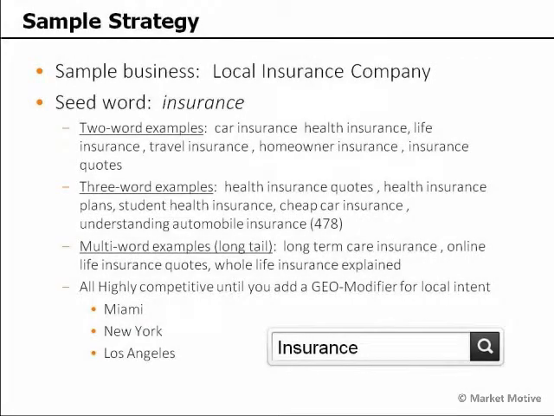So we've covered a lot of information around keyword strategy and keyword research. We're going to do a sample strategy in the next video and look at a local insurance company, their seed word being insurance, some of the 2-word phrases, and then some of the 3-word and longer tail phrases that we talked about. We'll consider the user intent of these phrases and see if there's any local intent so that we can modify our search phrase with a geo modifier, which is a city name or multiple city names appended to our keyword search. So we have something like Miami Health Insurance quotes. And this is the sample strategy that we're going to look at in the next video.